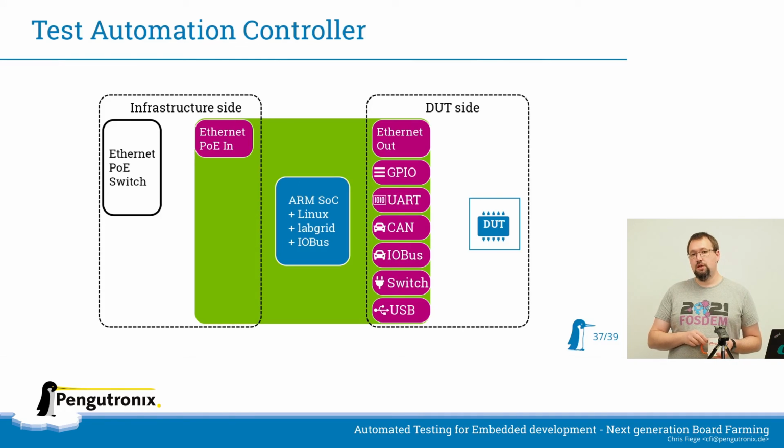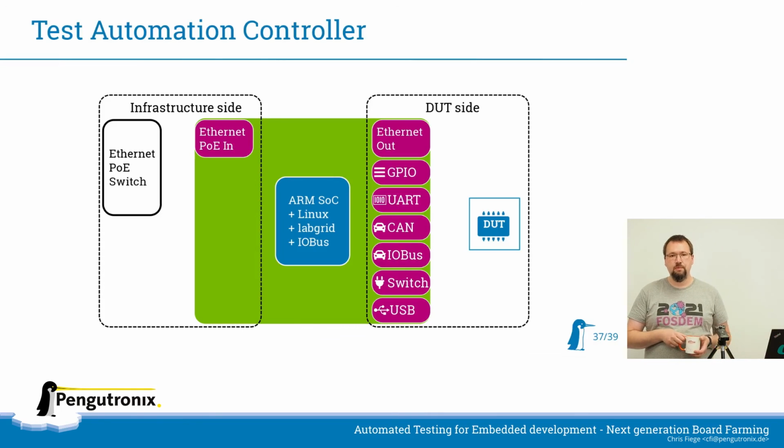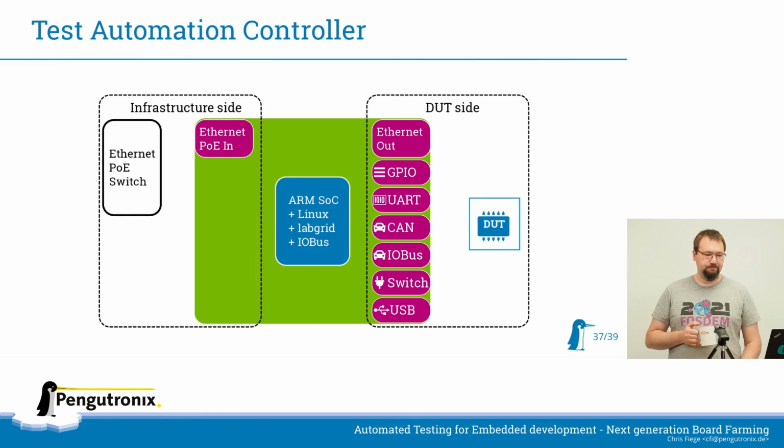It has a logic level UART interface and a concept how you can adapt that to, for example, RS-232. There's a CAN bus that you can use for CAN and CAN FD connectivity to your device under test. One CAN bus we can use for the I/O bus, so extending our capabilities. We have integrated a power switch into our test automation controllers. We use that for switching not mains voltage, but the lower voltage the devices under test actually need. And we've got some USB ports, host ports, and a device port in our architecture.